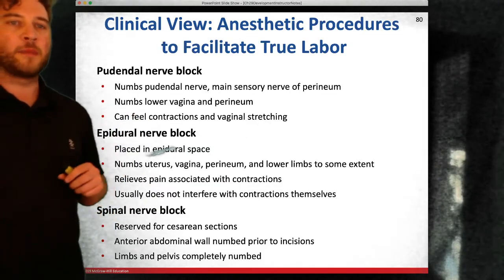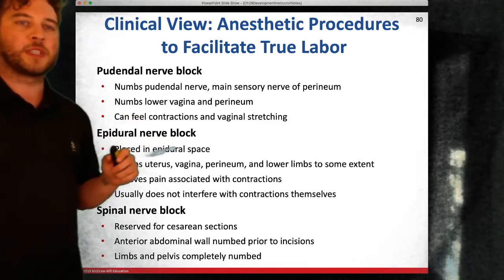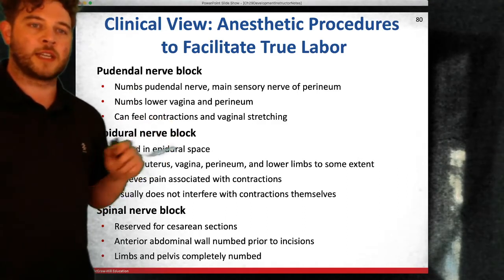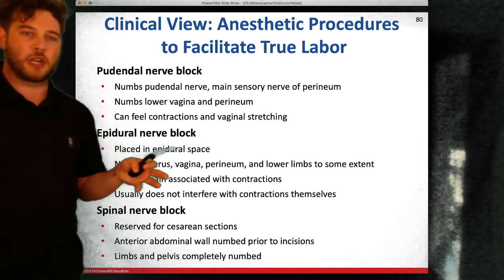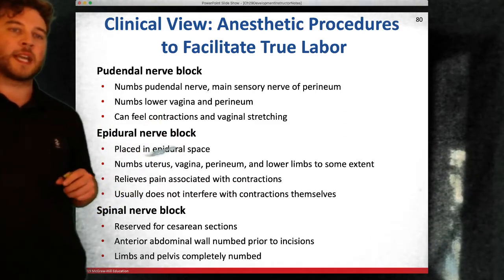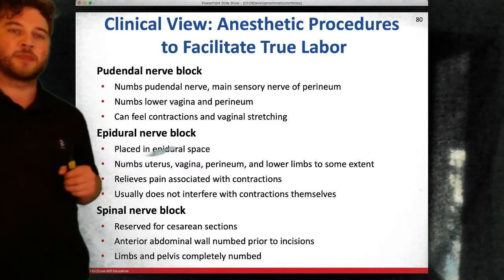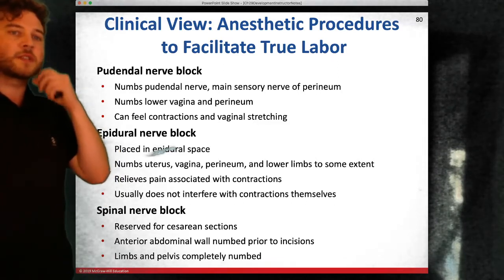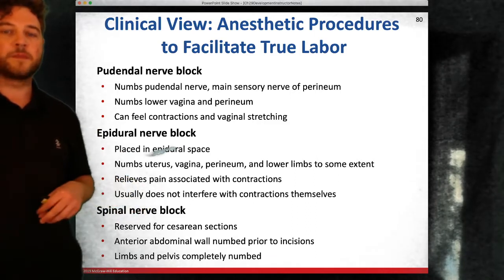They perform several nerve blocks. The pudendal nerve block numbs the pudendal nerve, which is the main sensory nerve of the perineum, to numb the lower vagina and the perineum. You can feel contractions and the vaginal stretching. The epidural nerve block is placed in the epidural space of the spinal cord. It numbs the uterus, vagina, perineum, and lower limbs to some extent. Relieves the pain associated with contractions. Usually does not interfere with contractions themselves, though those will still occur.